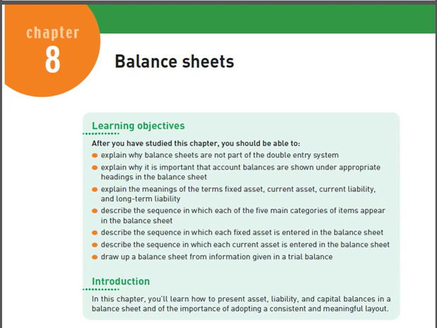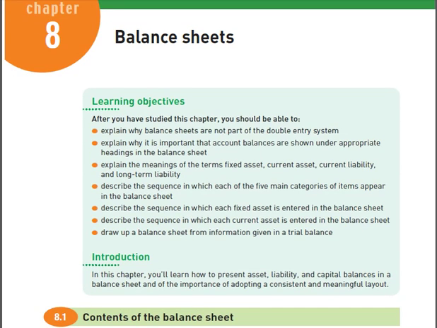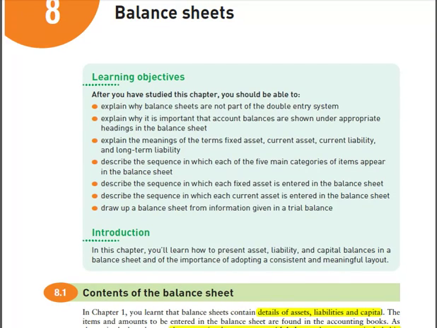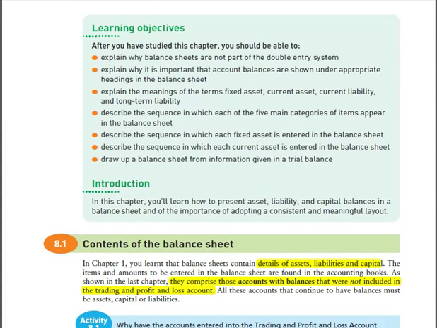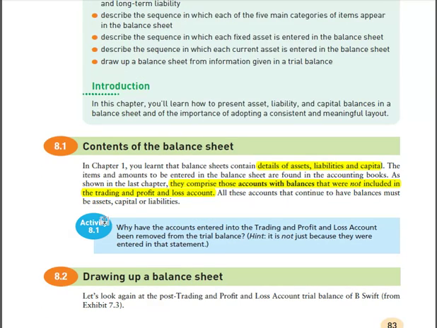Now, in this chapter, we look at how to draw up a balance sheet. We had looked into the balance sheet in the first chapter as well. After the last chapter, in which we came up with a net profit figure by preparing a trading and profit and loss account, we had balances remaining, which are only assets, liabilities, and capital. So the balance sheet would only contain details of assets, liabilities, and capital.